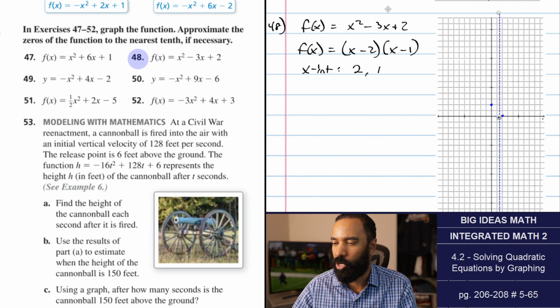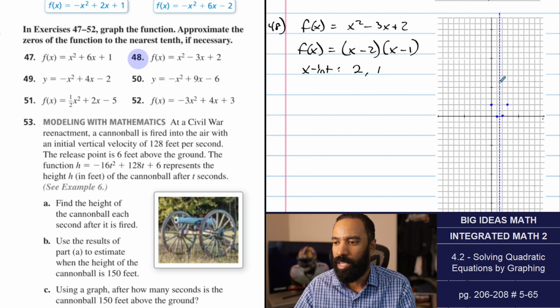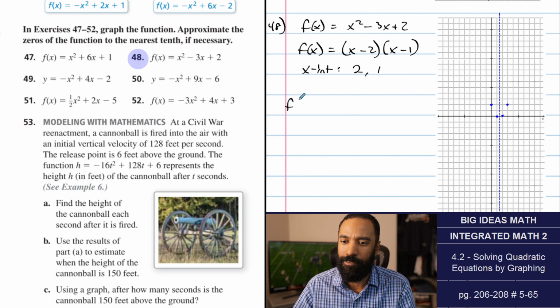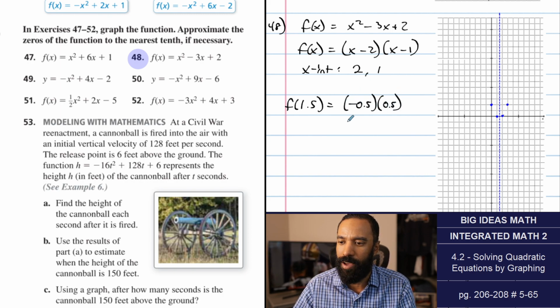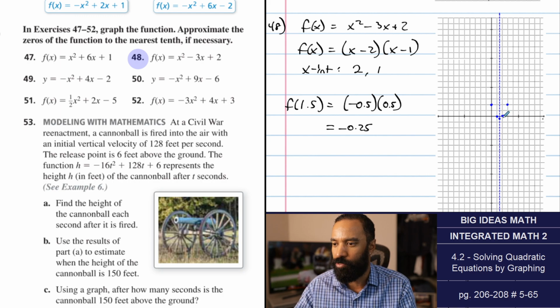So, another point going across this thing on the graph, the y-intercept is here, 1.5 away, is also this guy. Now, the vertex x value is 1.5. The y value for f of 1.5 is going to be negative 0.5 times positive 0.5, which is negative 0.25. So the vertex is at 1.5 comma negative 0.25 like that.